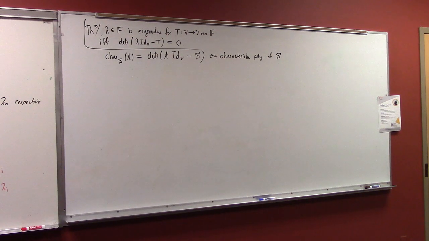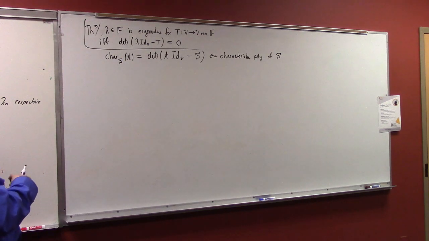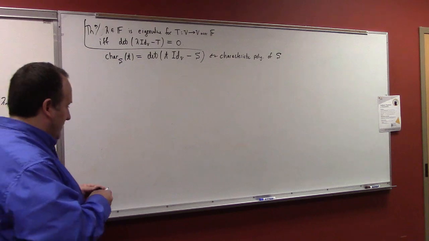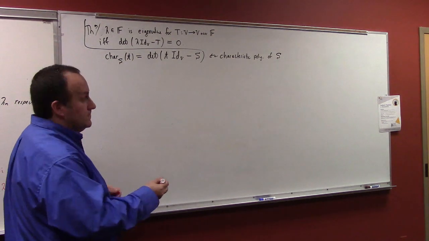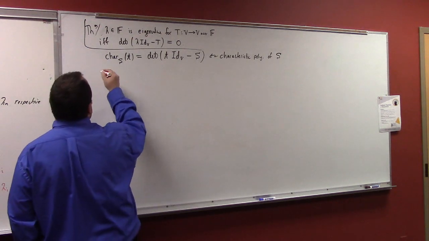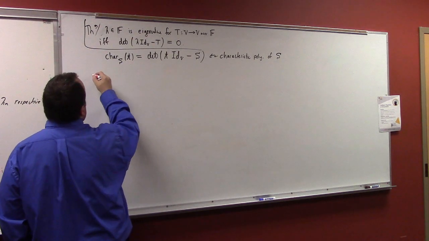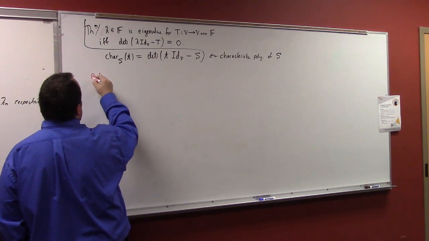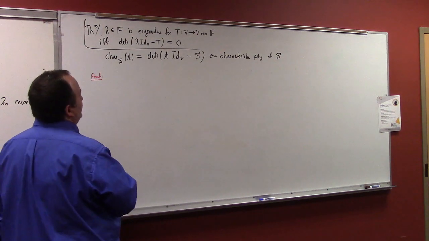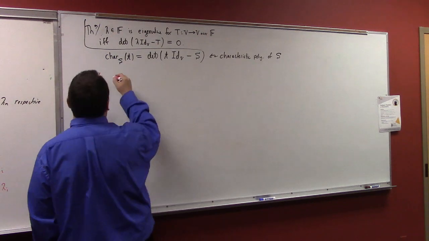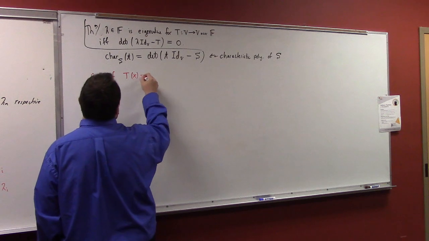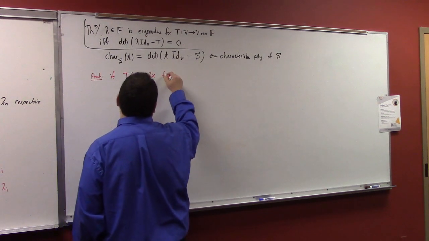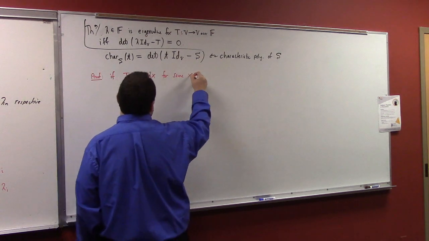Now, the characteristic polynomial is a very important character in this game. But let's prove this theorem. Okay? So, proof. I hope I've stated the theorem correctly. We'll find out soon. So if Tx is equal to lambda x for some x not equal to 0, right?